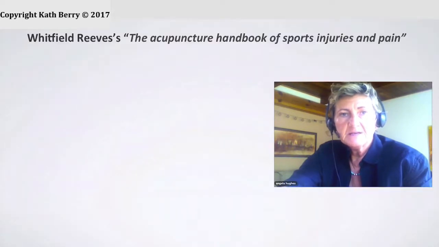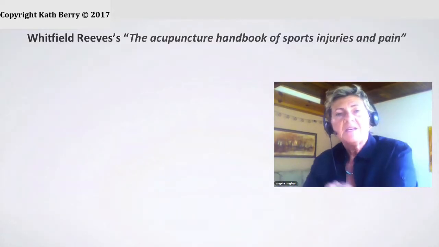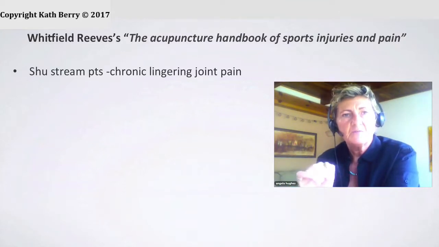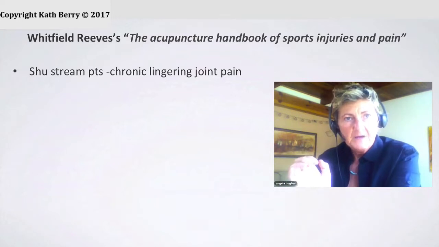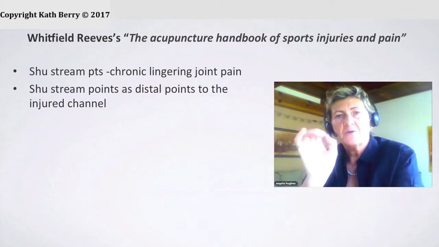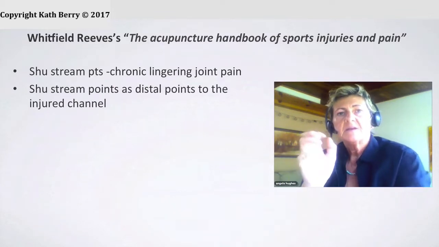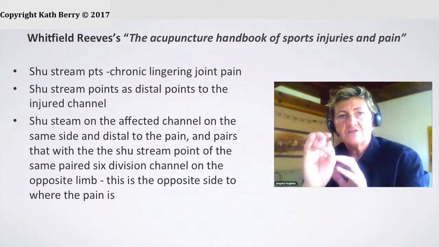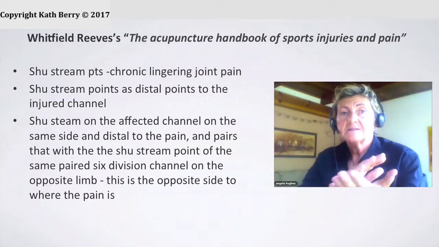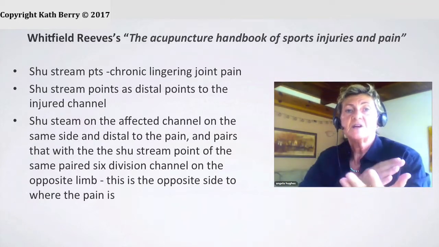So I've been reading Whitfield Reece, and I totally owe this little piece to him. He has a particular way of using the shu stream points. His book is called The Acupuncture Handbook of Sports Injuries and Pain. I was interested to see how he uses the shu stream points for more chronic, lingering joint pain. He chooses the shu stream point as a distal point on the injured channel, on the affected side, and he pairs that with the shu stream point of the paired six-division channel on the opposite limb.